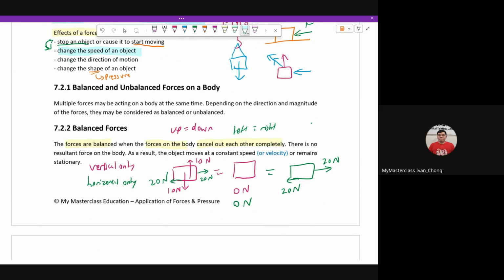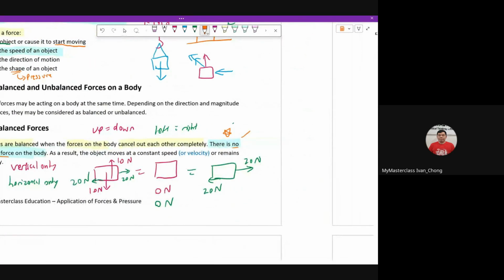So how would we phrase it? The keyword is that when forces are balanced, we need to use this phrase: no resultant force. Very important. Put a star next to this. Because there is no resultant force, there is no change in speed.